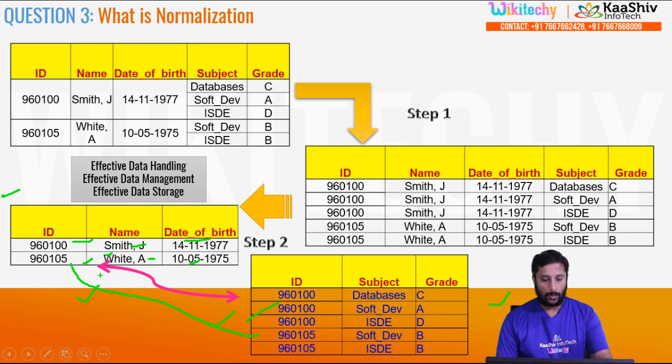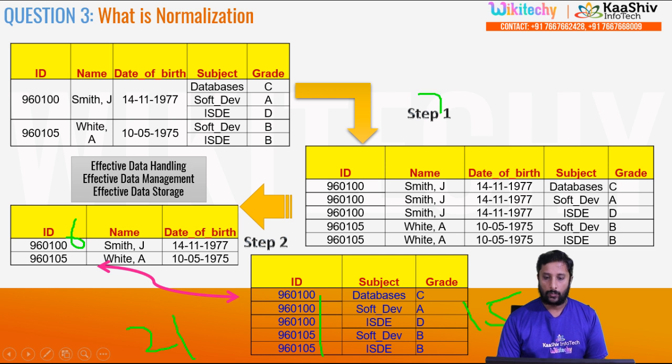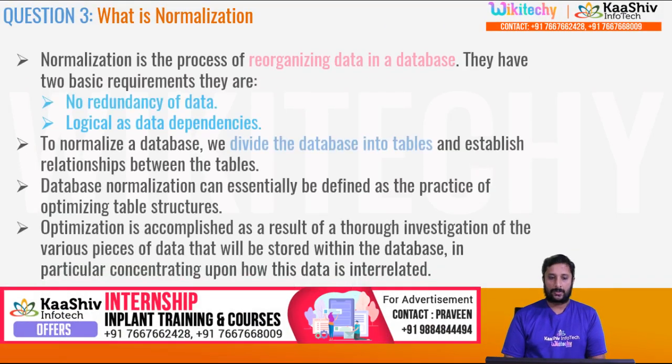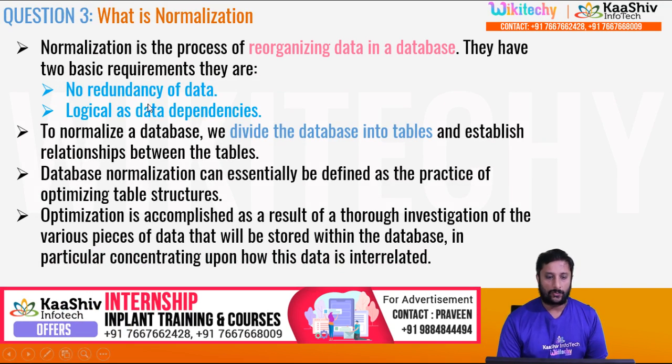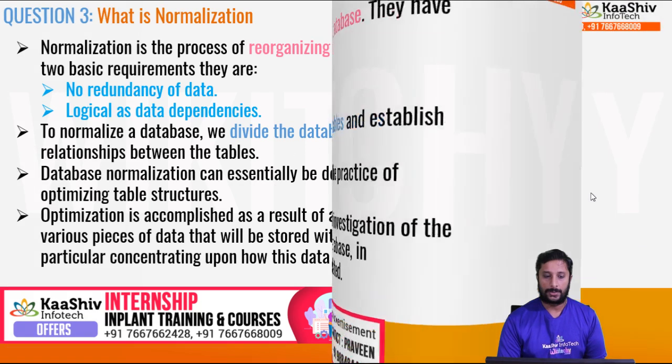Over here I got 6 data, and 3 into 5 is 15. So the total is 21 data over here, and over here is 25 data. For 2 persons, for a very minimum of 5 subjects, I got a savings of 4 data. This concept is referred to as normalization. Let's move on to the normalization definitions. So no redundancy of data and no illogical data dependencies. This is how normalization is done to divide the database into tables.